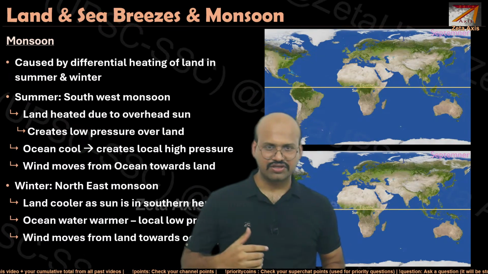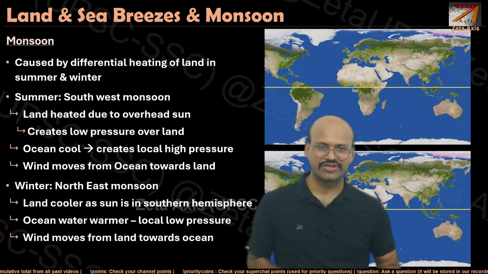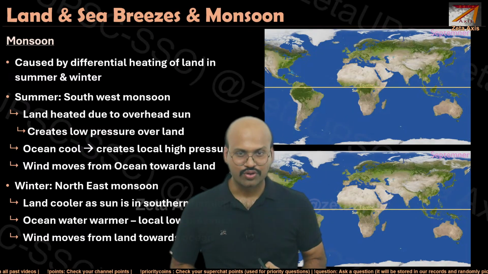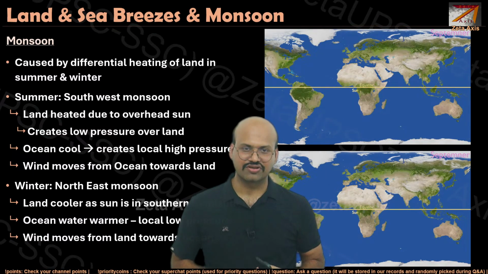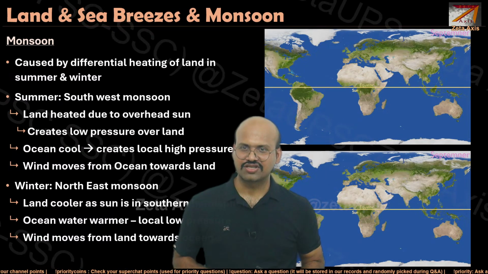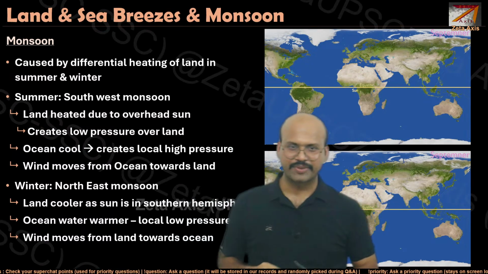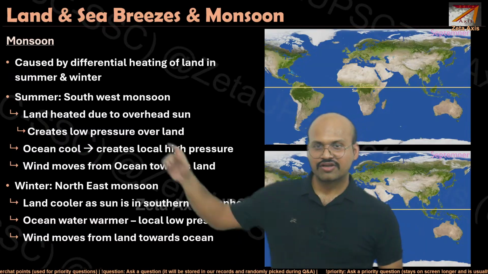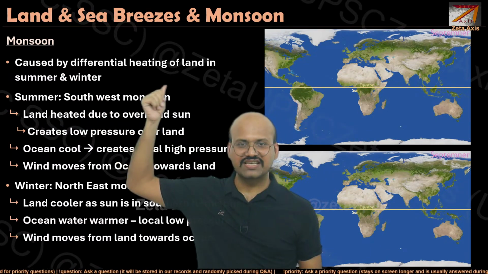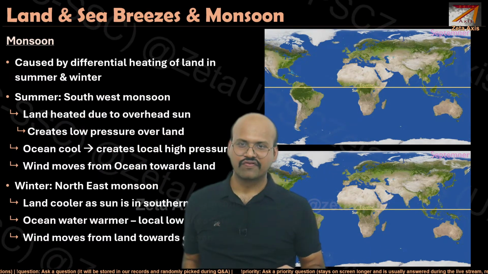Now next we will see monsoons. We have already discussed monsoon in great detail in a separate video where we have discussed the complete process of Indian monsoon. Here in GC Leong they have discussed it briefly, so we will keep the discussion very short based on the GC Leong book. So the monsoon is caused by differential heating of land in summer and winter.